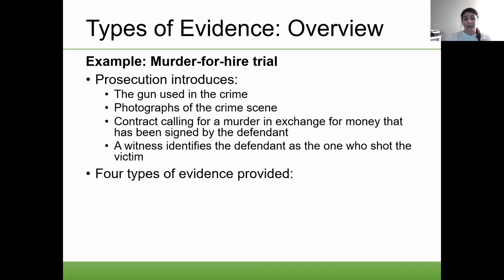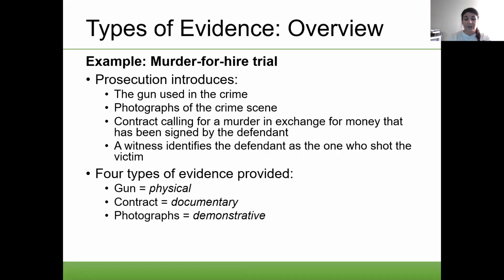So this shows all 4 different types of evidence. The gun is physical evidence. The contract is documentary evidence. The photographs are demonstrative evidence. So the thing about photographs, you can have photographs of the crime scene that help show different parts of the crime scene, but then you can have photographs as documentary evidence to show things that lead up to it.